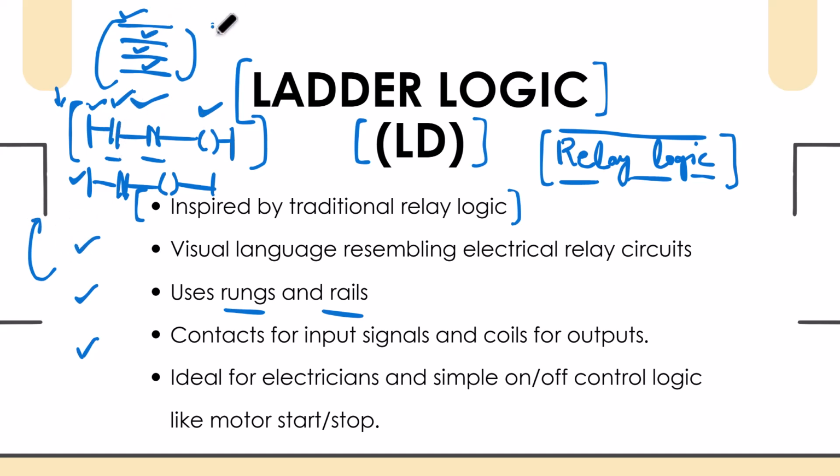Instead of statements in C++, if you want to compare it to the C++ language, this specific language has a number of rungs. We divide the code into various rungs, and each rung has the flow from the left side towards the right side. To make you guys understand further, in a traditional control circuit or a relay logic circuit, what we have is something like this.